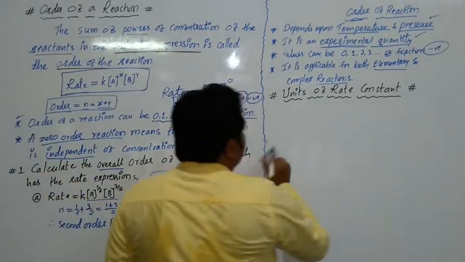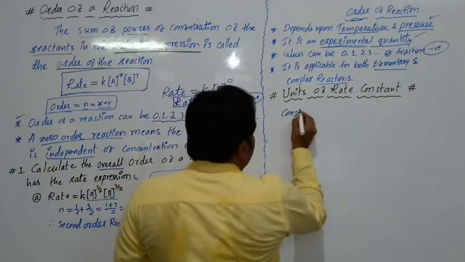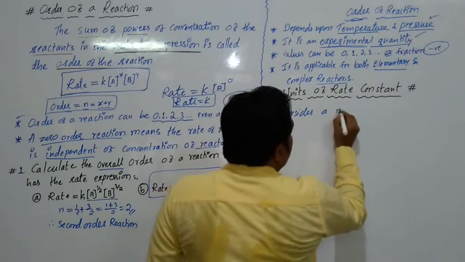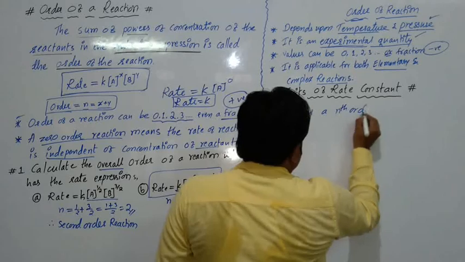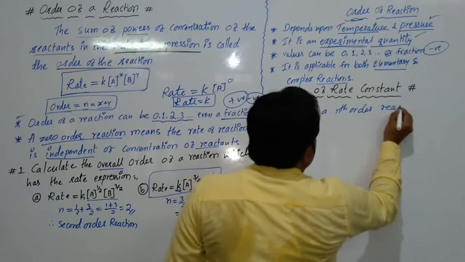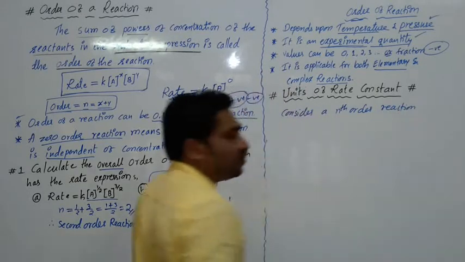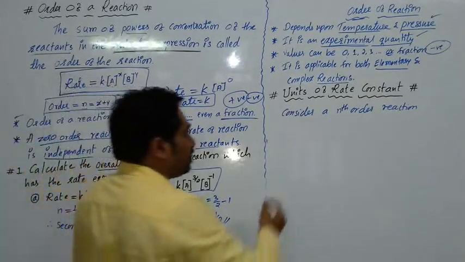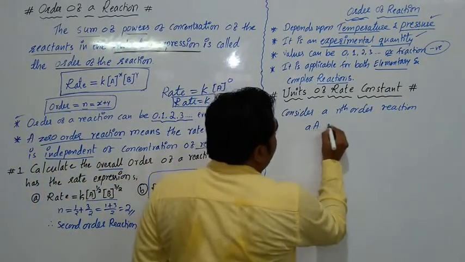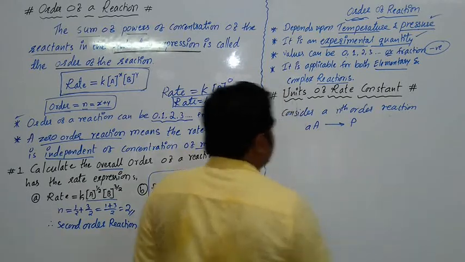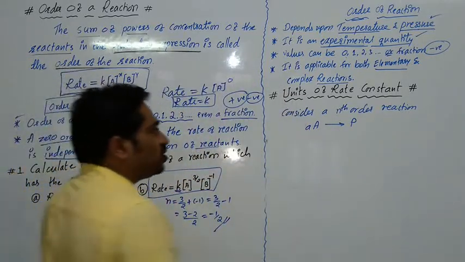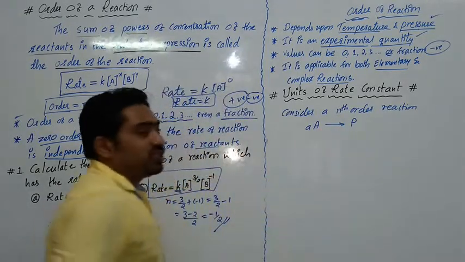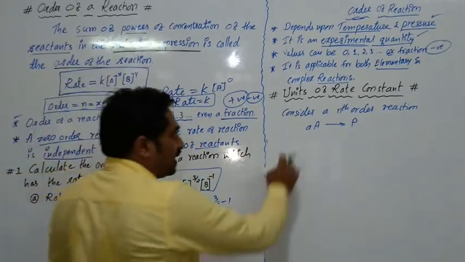So let us consider a nth order reaction. So let us consider one reaction where the order of that reaction is nth order. So A moles of A gives product. Because we don't have any business with this product, we are considering only the concentration of reactant. So I have taken it like this.